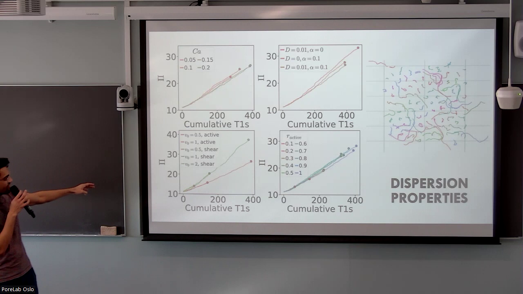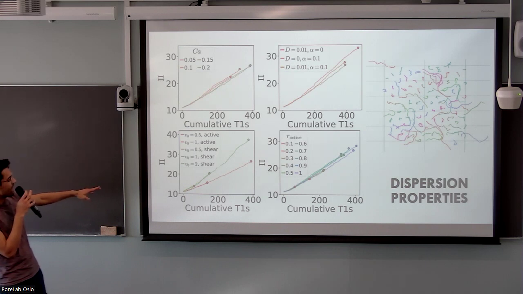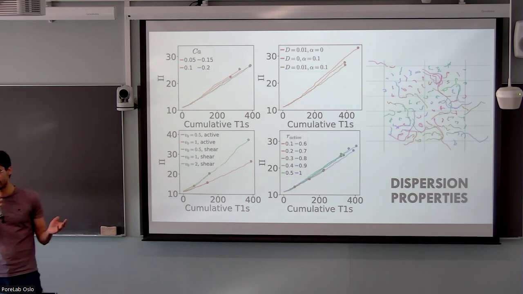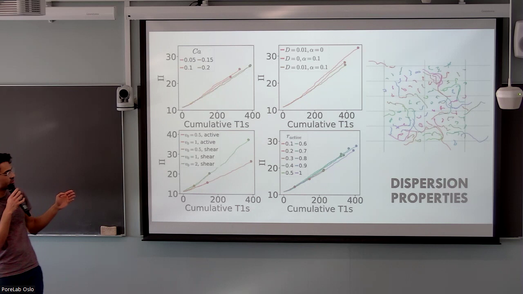On the left side of the bottom panel, you can see that there are two distinct modes of behavior, and the one with the higher slope belongs to a shear situation. In the shear situation, the cells don't move actively. You apply an external shear, a simple shear, and the cells just react to it. So there is no active motion. And in this situation, the slope is very different.